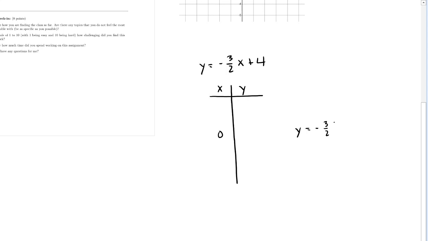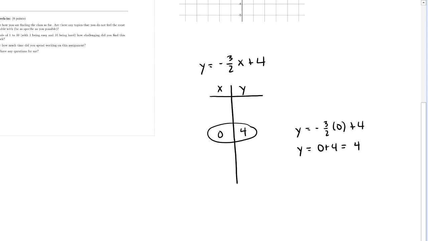So -3 over 2 times 0 plus 4, well, that tells us that y needs to be, 0 times anything is 0, so 0 plus 4. So what we get is just 4. The only way this equation is true is if y is 4, if we're letting x represent 0.